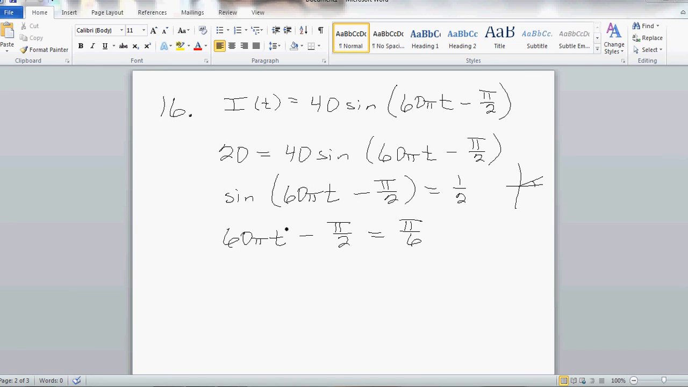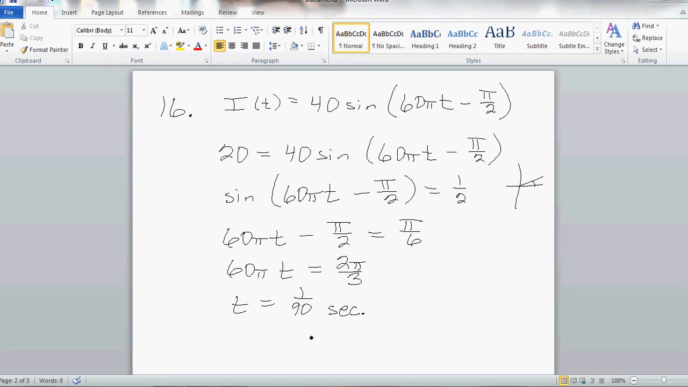Now all we have to do is solve for t, because that's what's being asked. So now we have to add pi over 2 to both sides. And pi over 6 plus pi over 2 is 2 pi over 3. And then divide both sides by 60 pi. When we take 2 pi over 3 divided by 60 pi, we get 1/90th. And according to the problem, t is given in seconds. So it's 1/90th of a second.